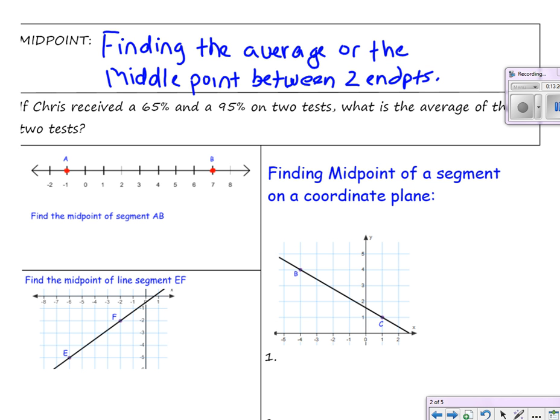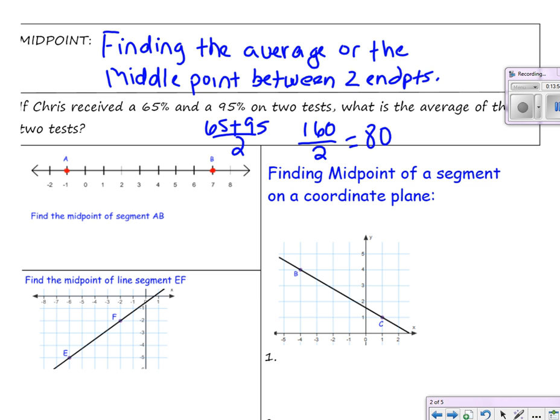So everyone knows how to do this problem. If you were given two test scores and you wanted to know what the average of your two tests were, would you add those together or would you subtract them? And hopefully you know that you're supposed to add the two test scores together. You have a 65 and a 95. You add them together, and then what do you do? You divide by how many tests there are. There's two tests. So we're going to take 65 and 95, which is 160, divided by 2. It gives us an 80.